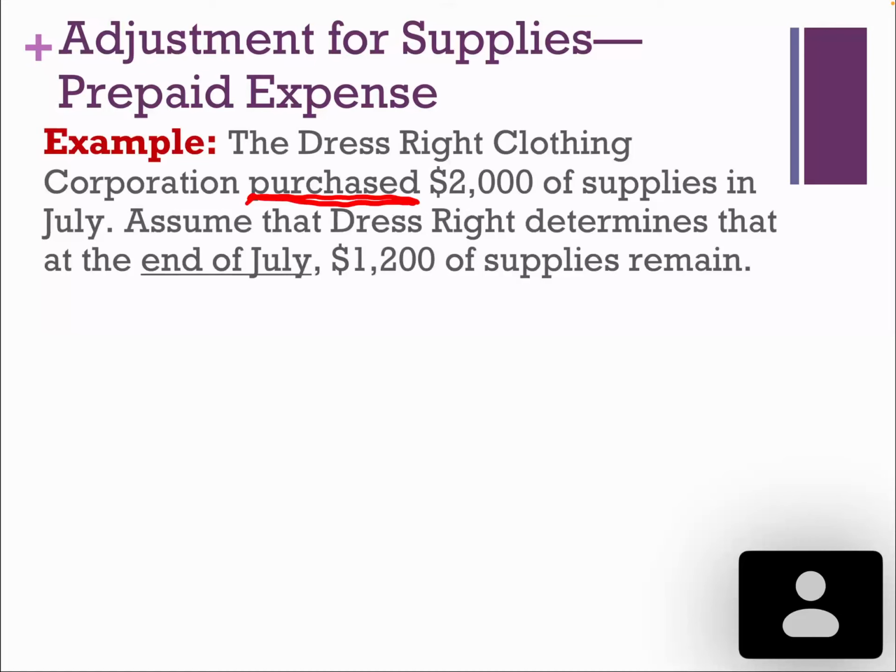Okay. So we purchased $2,000 worth of supplies in July. Imagine we receive supplies. So we purchased supplies. I can't remember if we bought them on account or not, so we'll just say cash. That part doesn't matter as much. But here we have our supplies that we've bought. You see how we didn't record that as an expense because the supplies haven't been consumed.